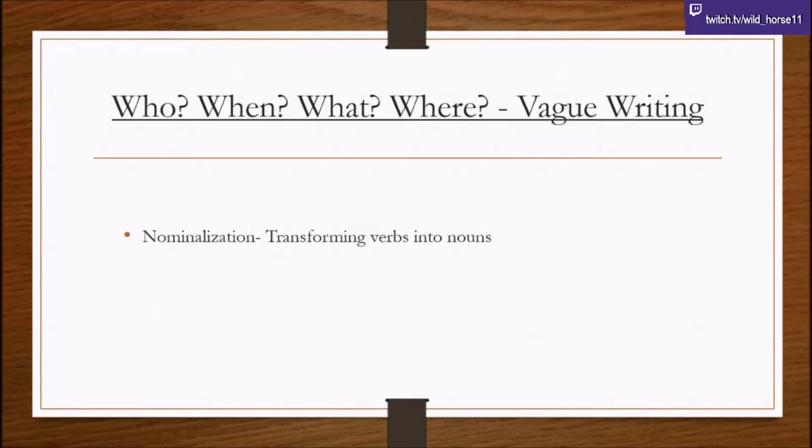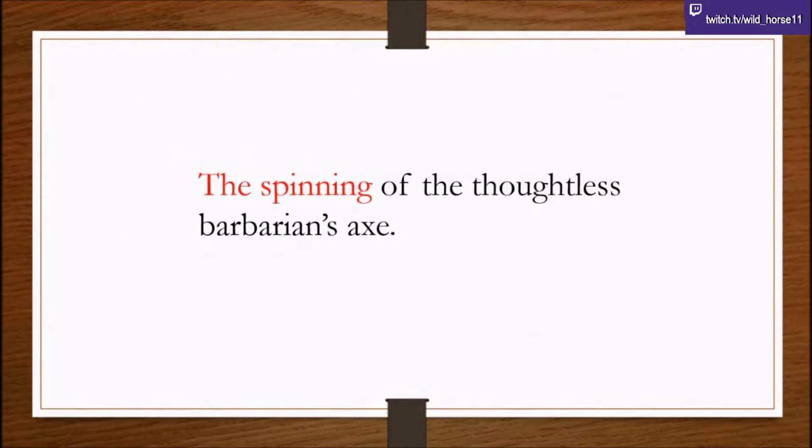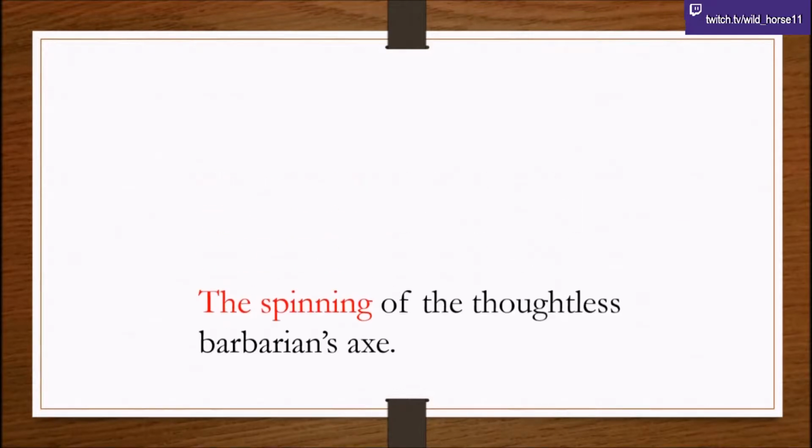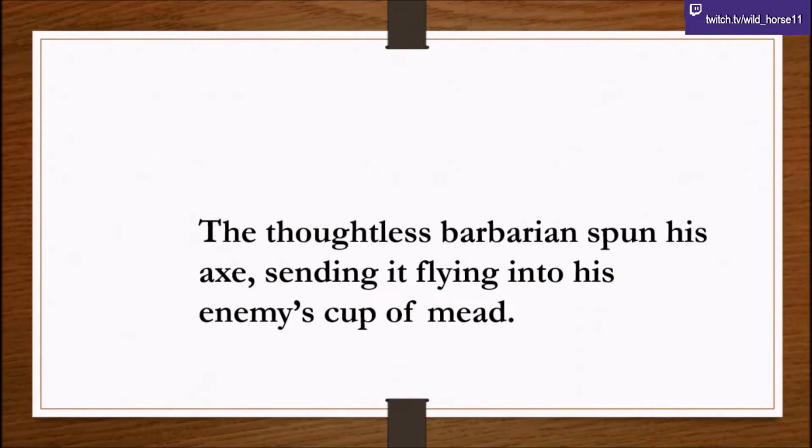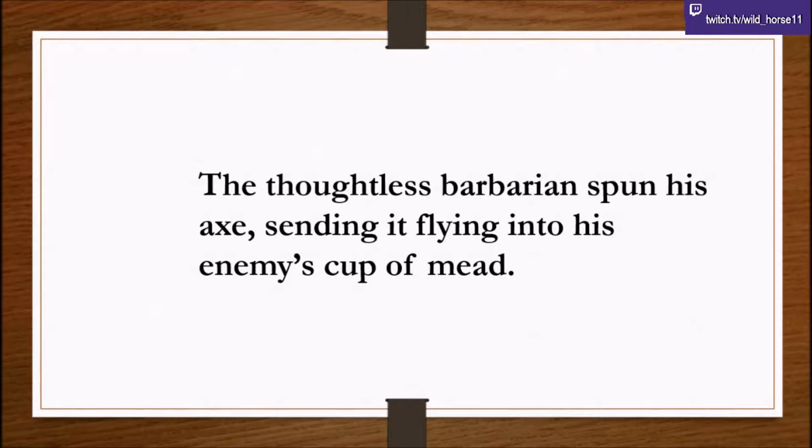Nominalization is the action of transforming verbs into nouns. Here's an example. The spinning of the thoughtless barbarian's axe. Once again, this sentence does not have a true subject. The action of the axe becomes the subject rather than the barbarian himself. Here's the corrected version. The thoughtless barbarian spun his axe, sending it flying into his enemy's cup of mead.